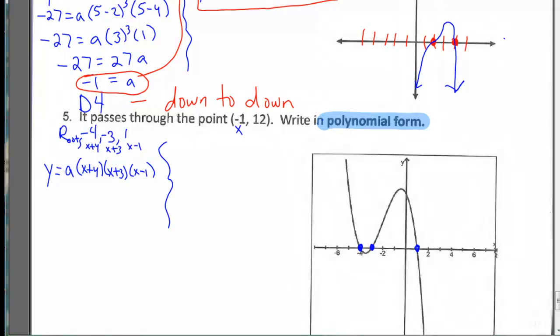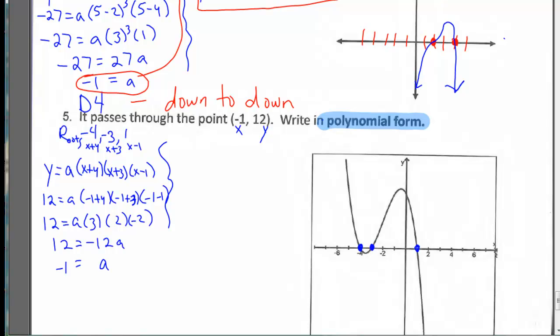The x is negative 1, and the y is 12. So let's plug in those numbers. 12 equals a times negative 1 plus 4 times negative 1 plus 3 times negative 1 minus 1. So 12 equals a times 3 times 2 times negative 2. So 12 equals negative 12a, and a equals negative 1. So we have y equals negative 1 times x plus 4 times x plus 3 times x minus 1.